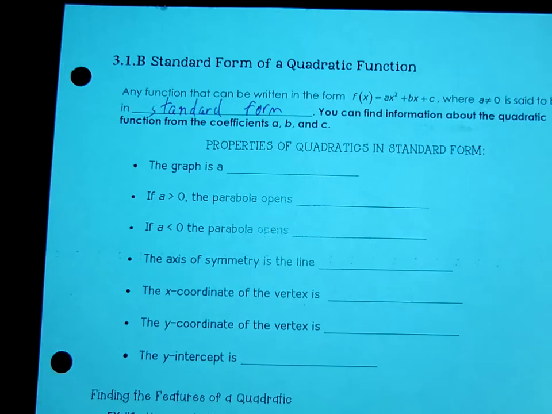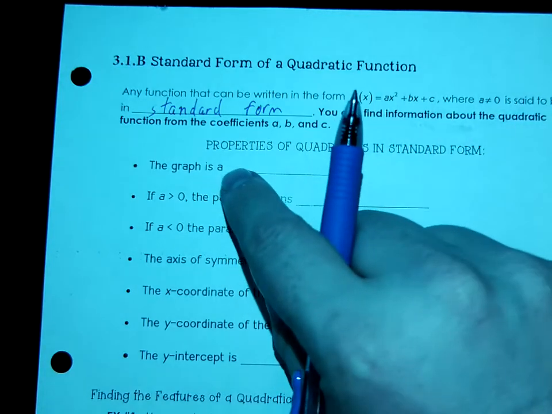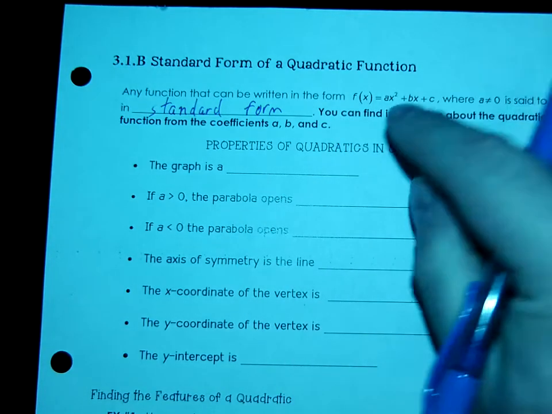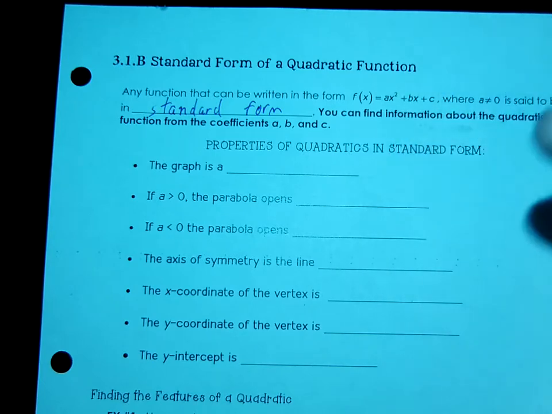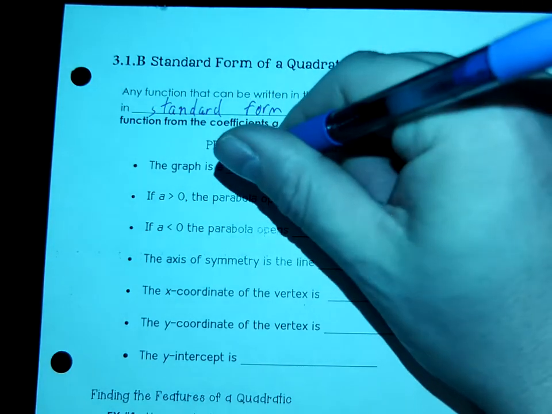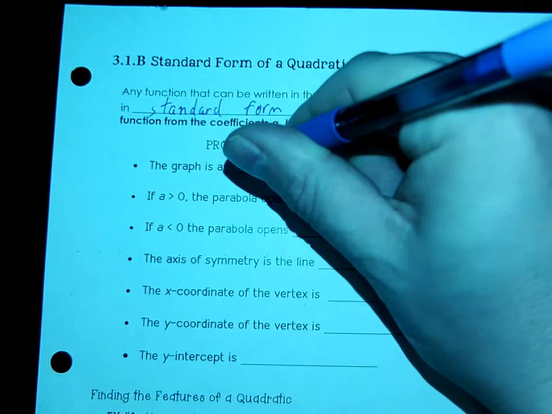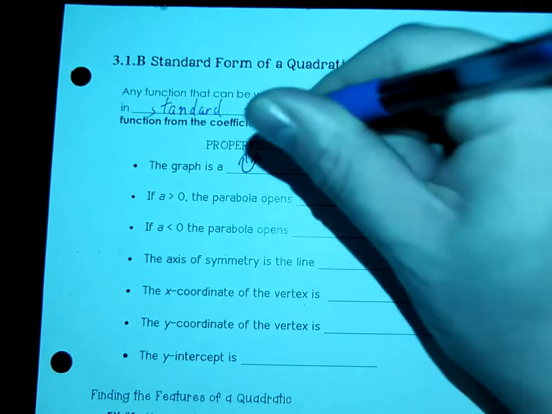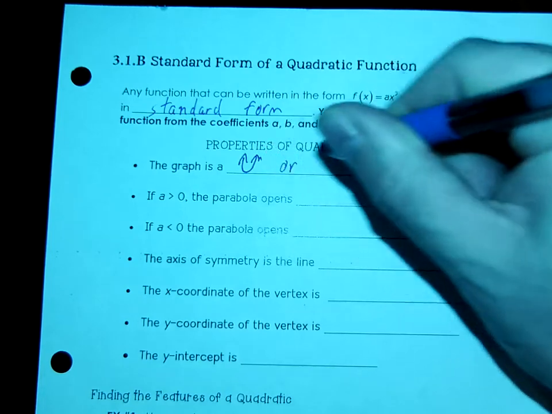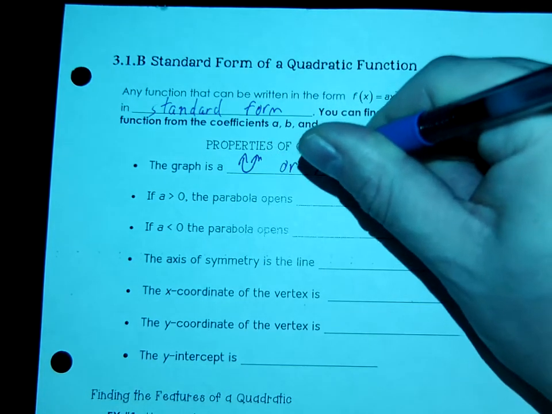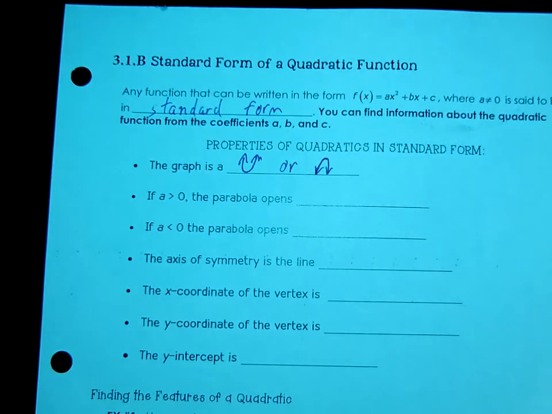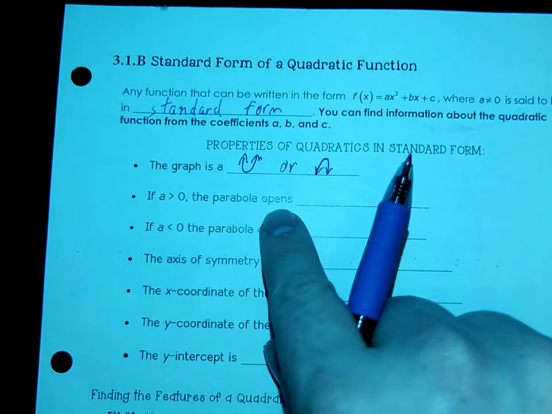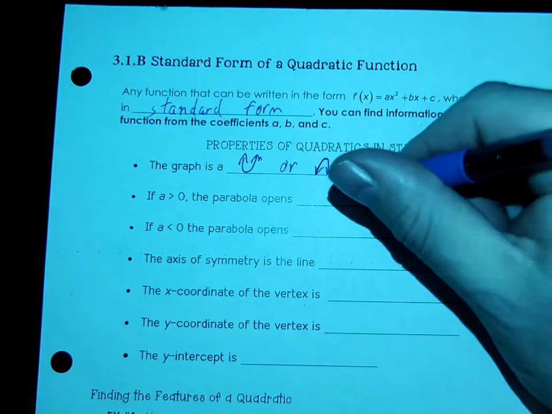Alright, so the properties of an equation in standard form. The graph is a vertical parabola if it's in this format with the x squared, so it's an up and down parabola. The graph is a parabola that opens up or opens down. That's the proper word. So if a is greater than 0, the parabola opens up.